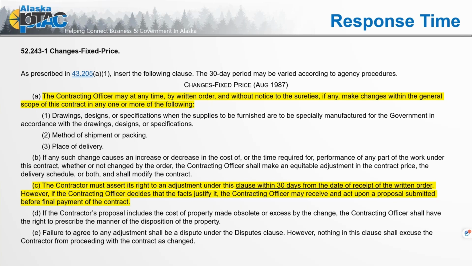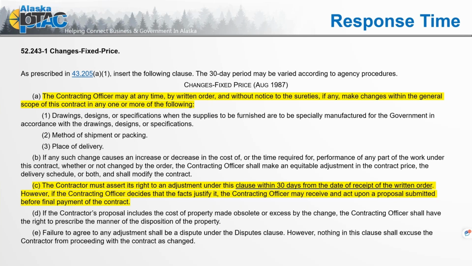B, of course, such changes can cause an increase or decrease in the cost or the time required for performance of any work. Whether or not changed by the order, the contracting officer shall make an equitable adjustment in the contract price, delivery schedule, or both, and shall modify the contract. And note it says increase or decrease because the needs of the agency may change, and so they can decrease the overall scope. So we talked about what to do when they decide to increase it, but they can also decrease it.